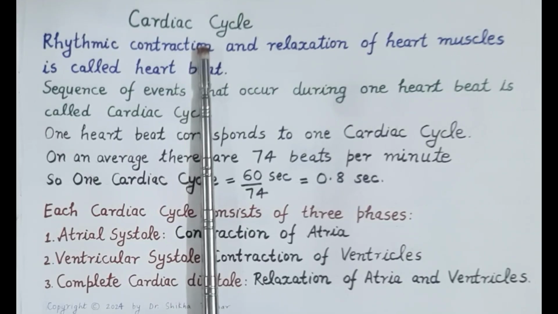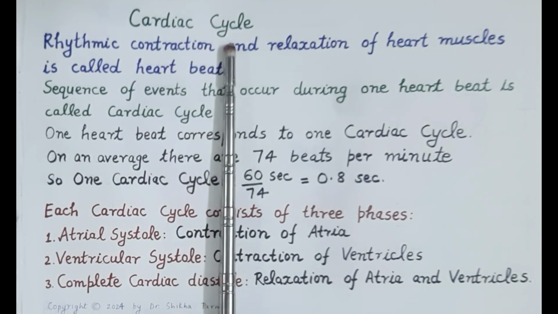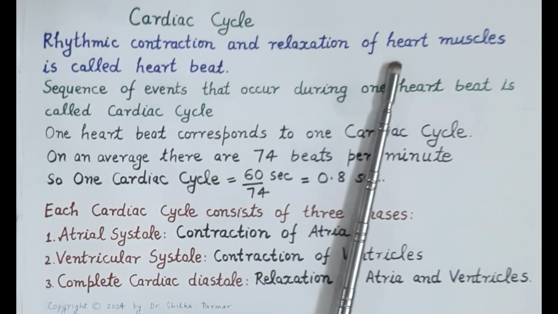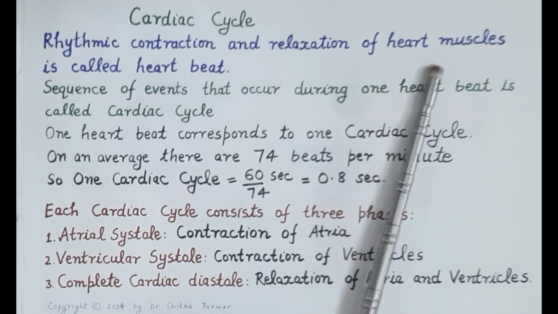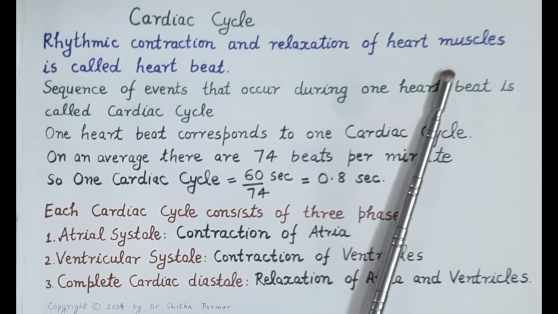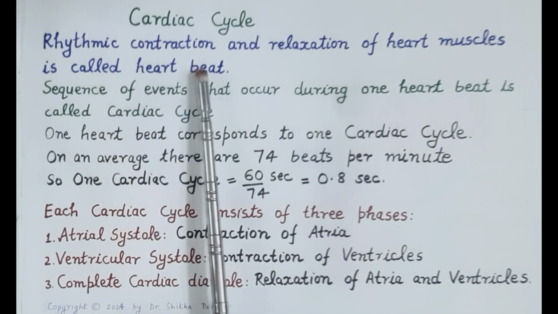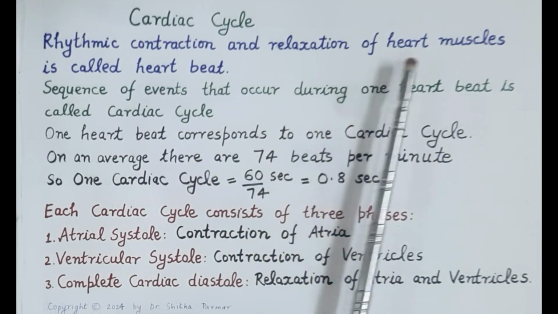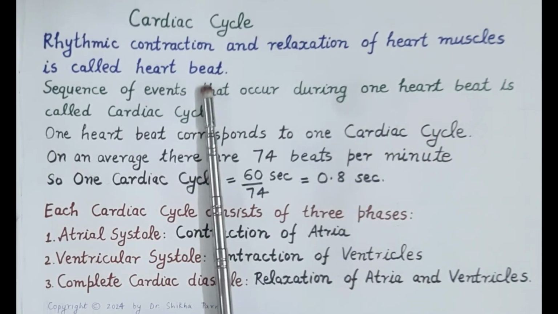Hello students, in today's video we are going to understand the concept of cardiac cycle. Now as we all know, the function of the heart is to pump the blood, and for pumping blood, cardiac muscles that are found in the wall of the heart rhythmically contract and relax. So this rhythmic contraction and relaxation of the heart muscles is called a heartbeat.